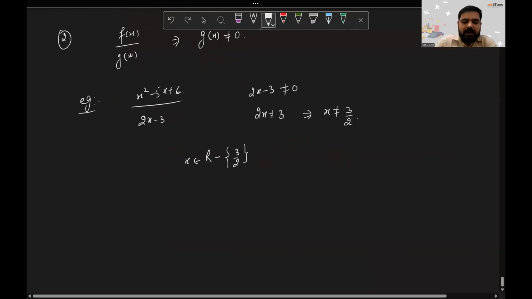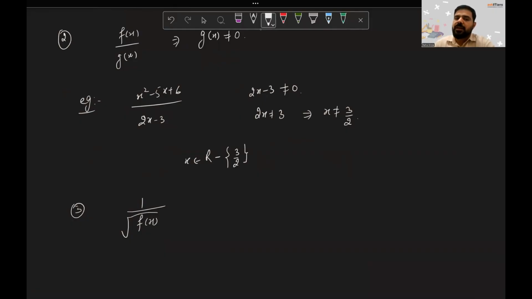Right? Next, let's say we are having 1 over root of f of x, so a function is inside the root. We know the quantity inside the root has to be greater than or equal to 0, but this time it can't be 0. You know why? Because the root of 0 will also be 0. That's why this time this f of x has to be strictly greater than 0.